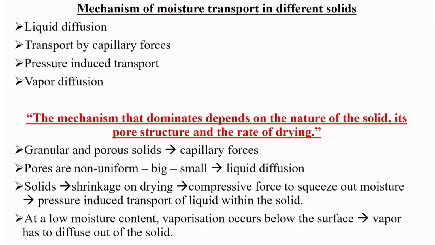And the fourth one is the vapor diffusion that we discussed now, that is, if heat is supplied from one side and vapor comes out from the other side. But we need to remember that the mechanism that dominates depends on the nature of the solid, its pore structure and the rate of drying. So, we need to remember this.